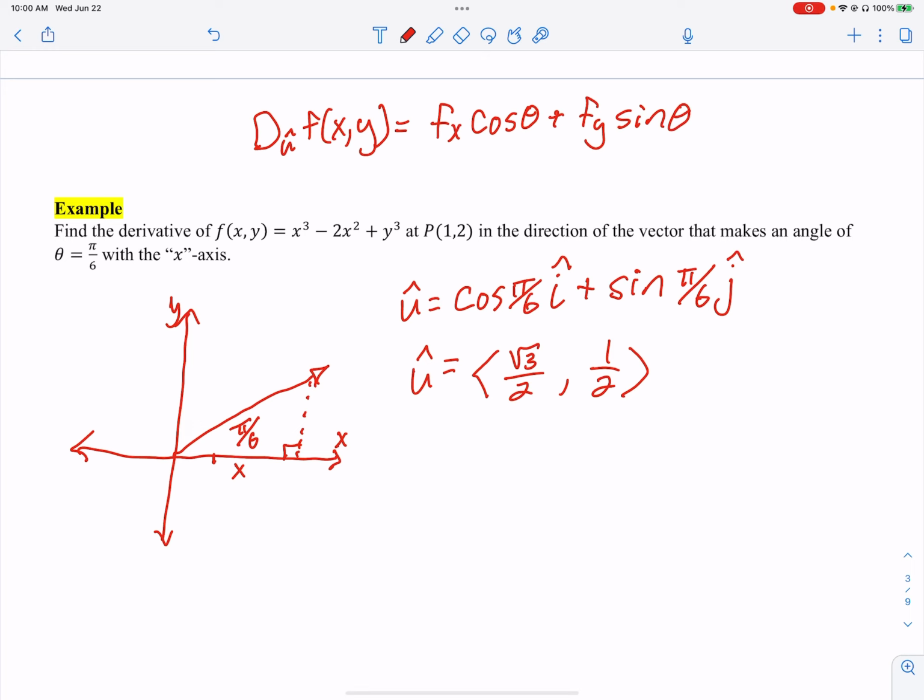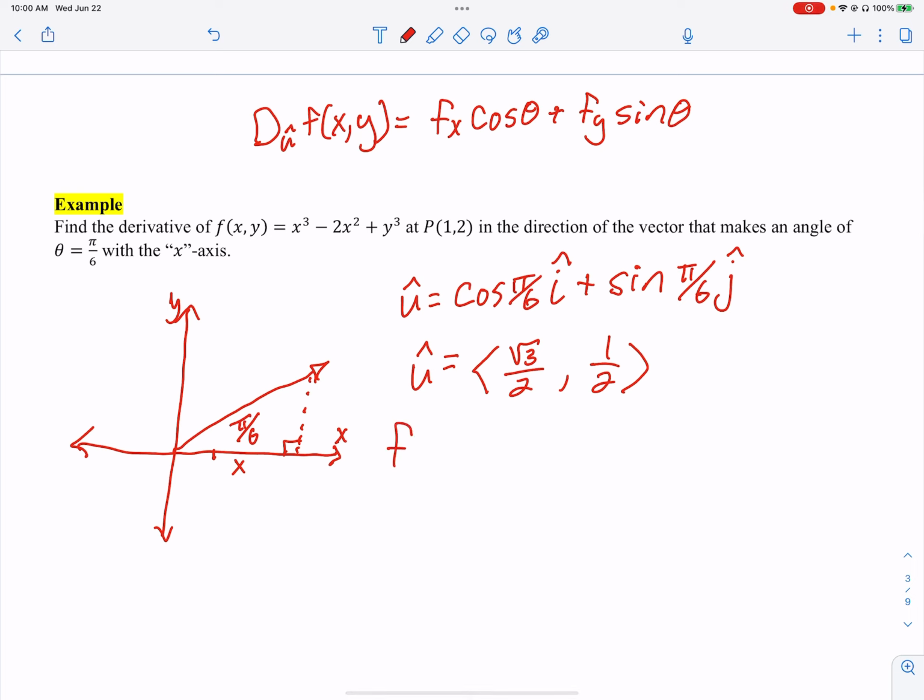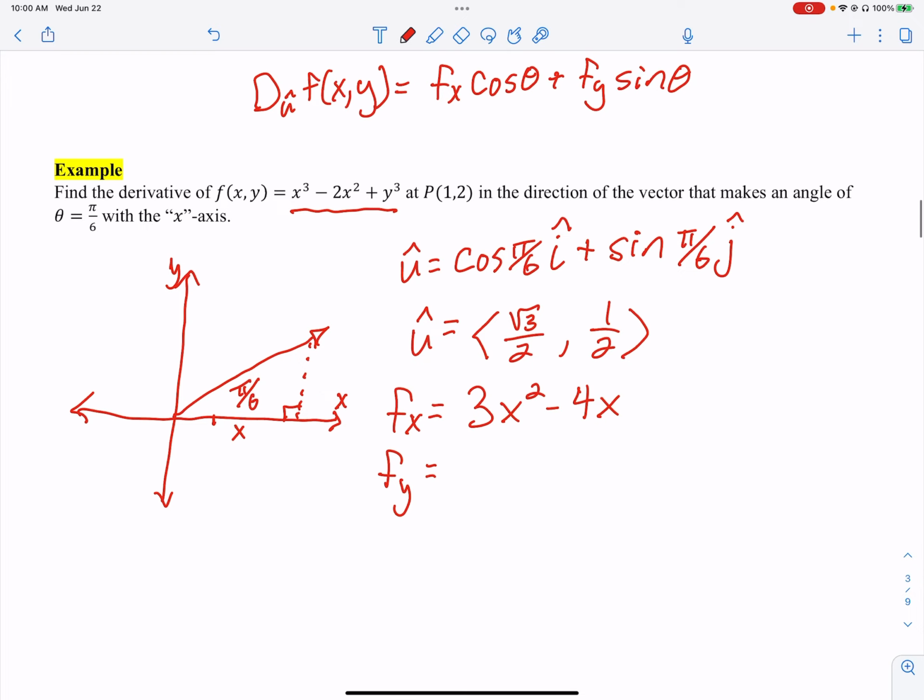All right, we already have cosine and sine theta. We already figured those out. So all we have to do now is we need the partial with respect to x of this function. So we get 3x squared minus 4x. We also want the partial with respect to y, right? This goes to 0, that goes to 0, which leaves us with 3y squared.